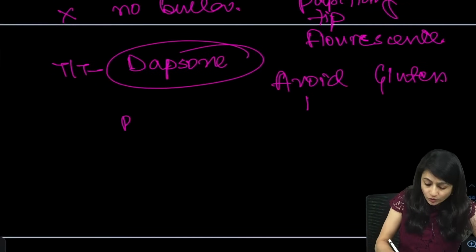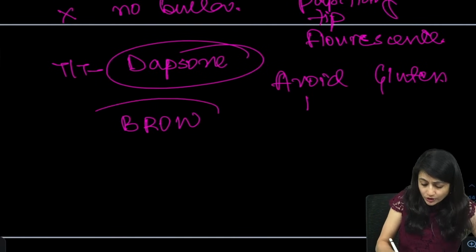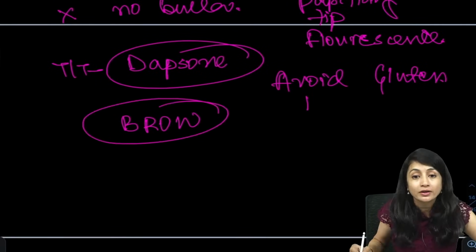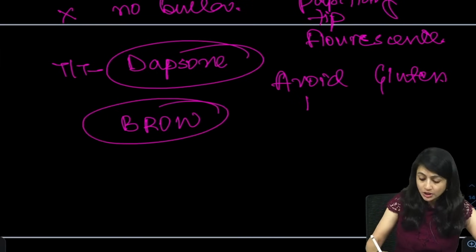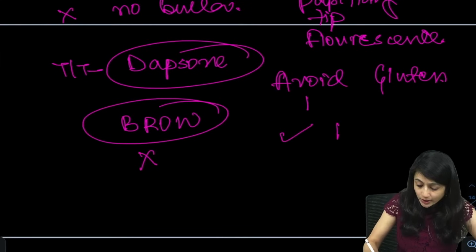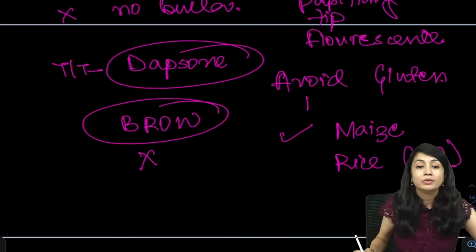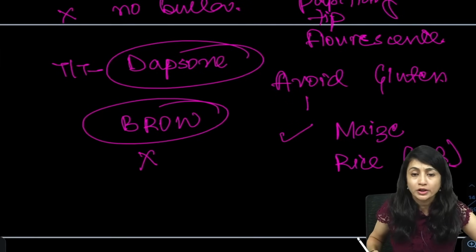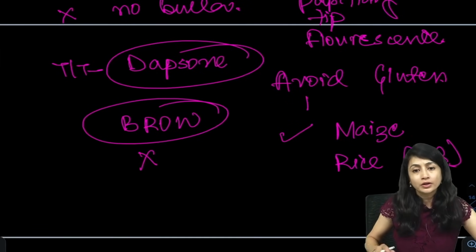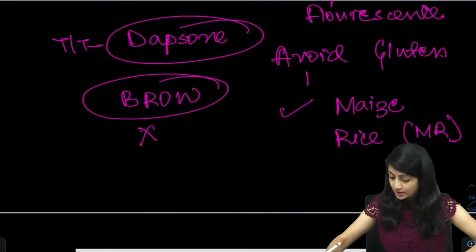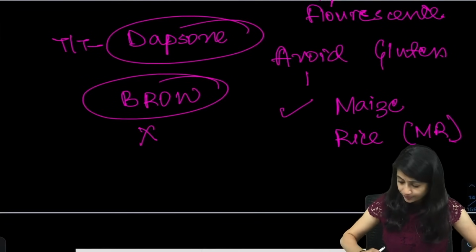How do you avoid gluten? By avoiding BRO, which is barley, rice, oat and wheat. Barley, rice, oat and wheat is to be avoided. What can be taken? Maize and rice. MR can be taken and BRO needs to be avoided. Clear? So all these are questions which are asked in this group of disorders.